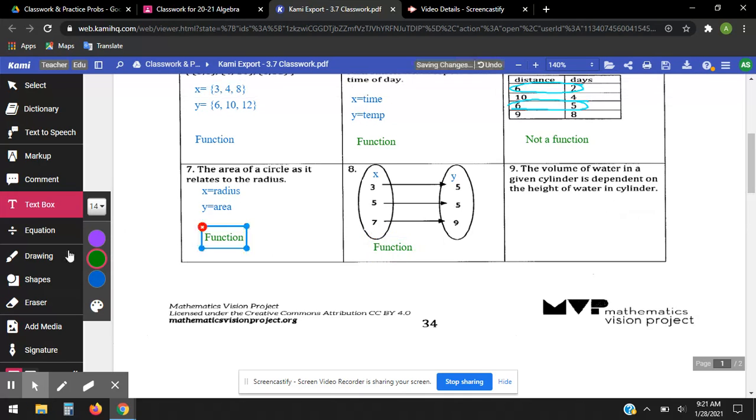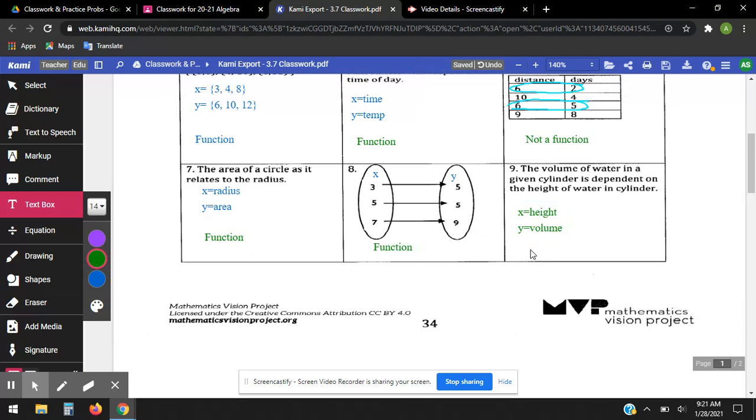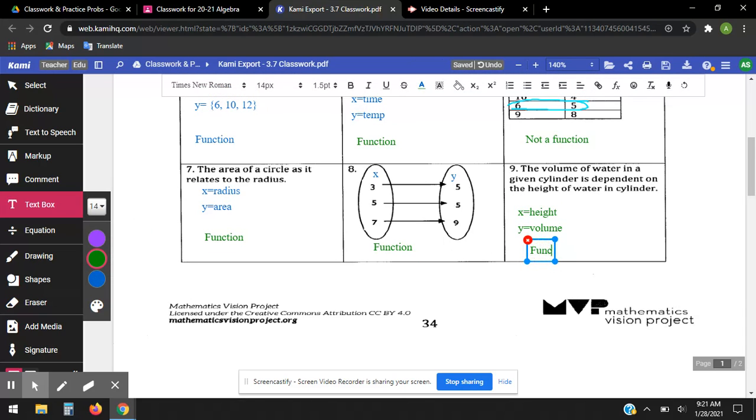All right, the volume of water in a given cylinder is dependent on the height of the water in the cylinder. Well, that was nice. They really spelled that one out for us. So it's dependent on the height. So that makes x our independent, and y is our volume, which is our dependent, because we have to know the height to be able to figure out the volume. If I have a height of 4 in a particular cylinder, is there only one volume for an answer? Yep. Same thing, height of 22, 1. So we are, again, 1 for each.